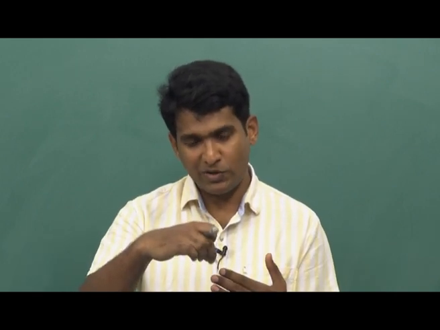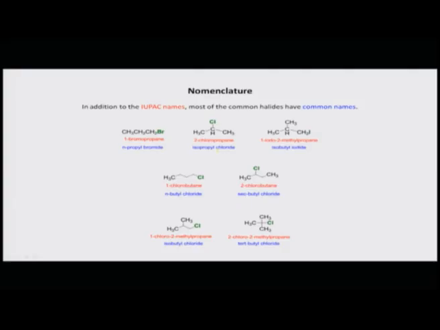The common name is even more interesting. Whenever you have a propane chain, that is a 3 carbon chain, and if you put a substitution on the middle carbon, it is normally called an isopropyl group, or this particular compound is called isopropyl chloride. So, isopropyl is when the substitution is on the middle carbon atom of a propyl group.